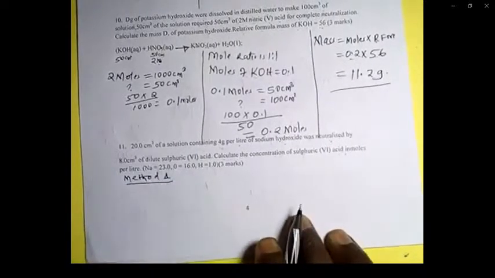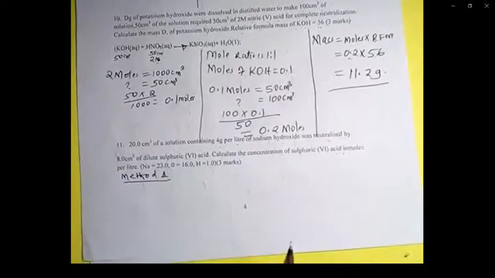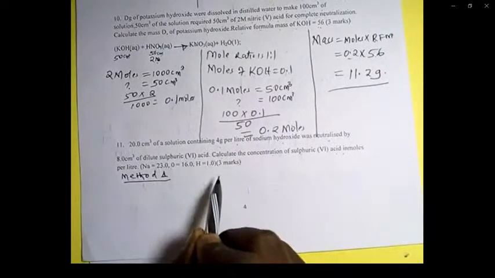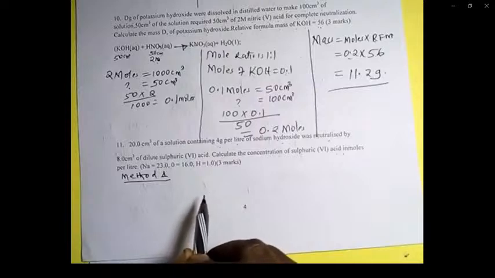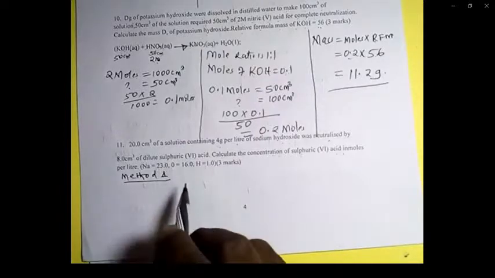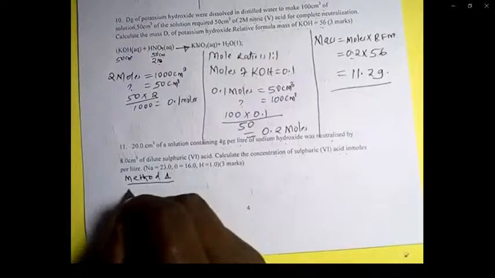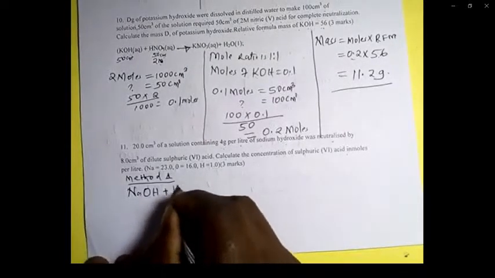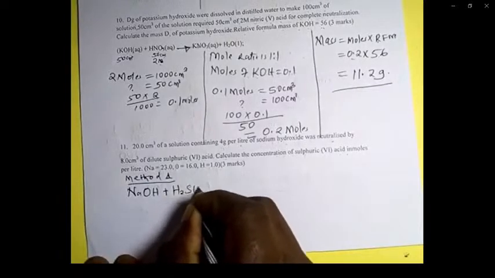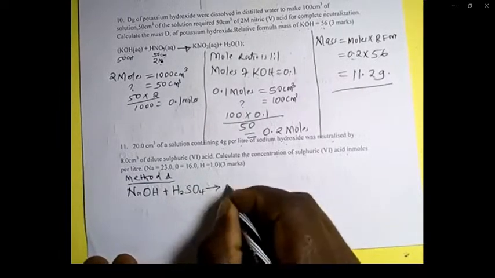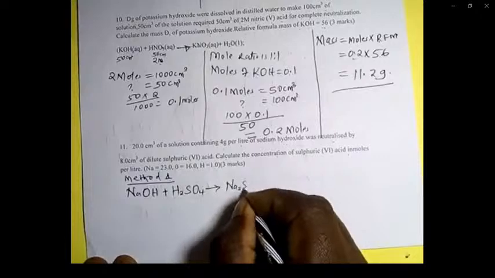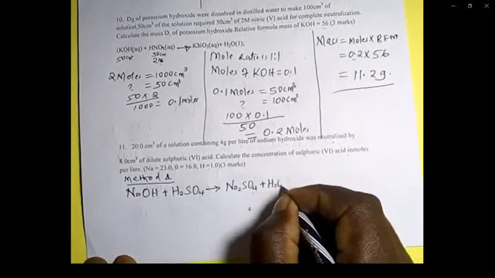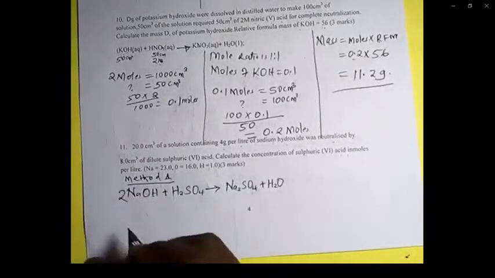Method 1. First, as we know, for every chemical reaction, write the equation and balance it for you to get the ratio, the mole ratio. That's the most important thing. So let us write the equation. Sodium hydroxide is reacting with sulfuric acid. Sodium sulfate plus water is formed. We will balance the equation.